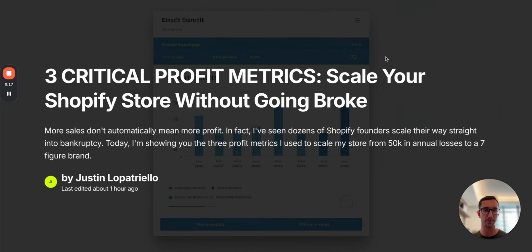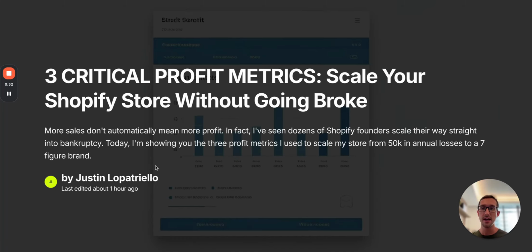I have worked with Shopify brands for the last 9 years, and it's a common misconception that as your revenue grows, your profits are naturally growing. And in a lot of cases, that's not actually true if we're not tracking our profits properly.